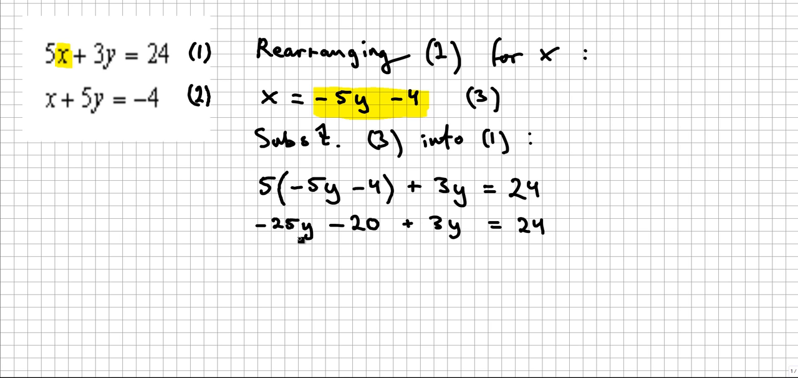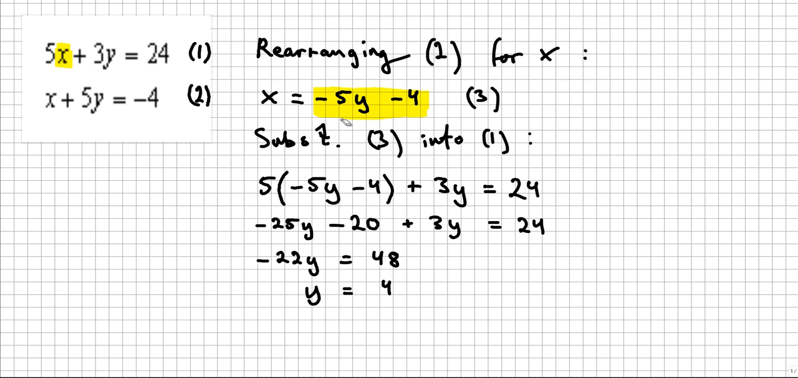Minus 25y plus 3y is minus 22y. 24, and let's see, we're going to move minus 20 to the other side. It becomes plus 20. So 24 plus 20 is 48. The next step would be to take this side divided by minus 22, and the same thing on this side. Take 48 and divide it by minus 22.